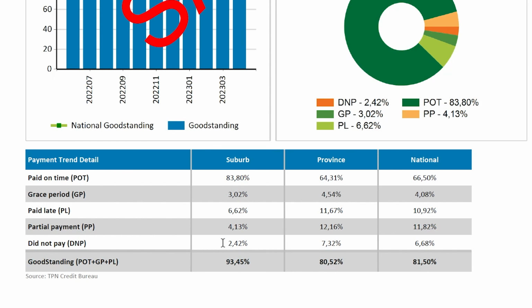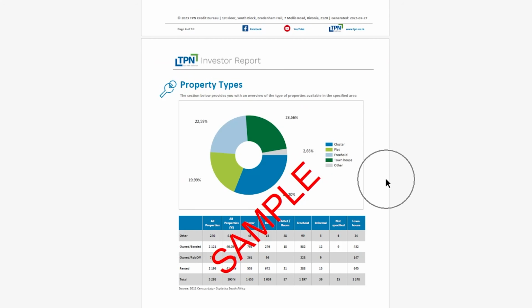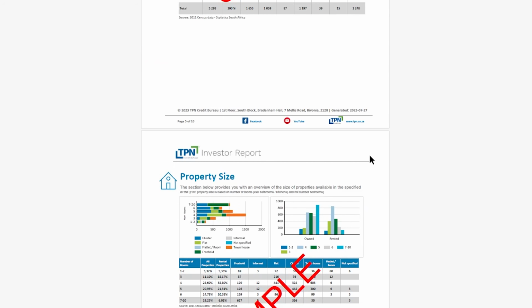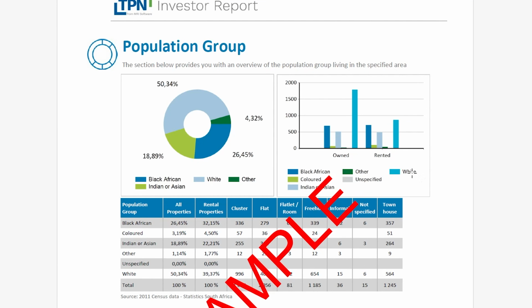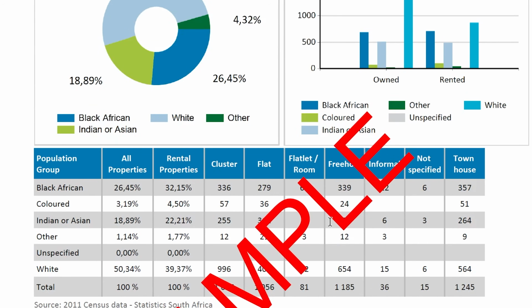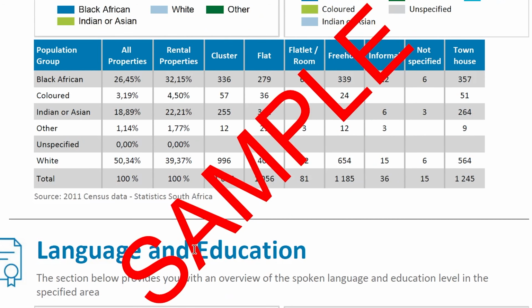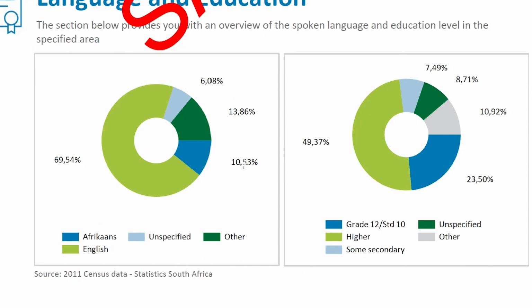We can also see what type of people live in those areas. We can see property sizes, household sizes, and we can also see the population group, what's the percentage of Black African versus coloured versus Indian or Asian, etc. And you can also see the language as well as the education levels of those tenants. So here we can see that the majority of people in this area have a higher education, which can be a good indication that the people pay their rent on time. These are just some of the many tools available that you can use before you start buying property.